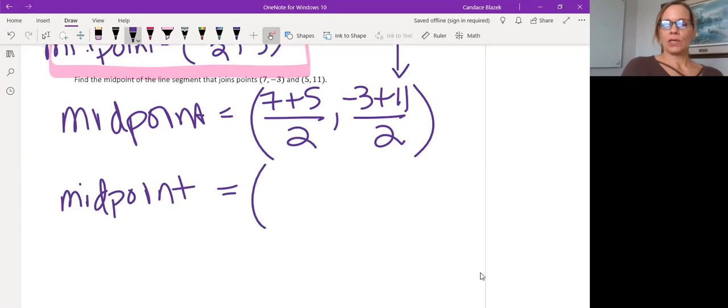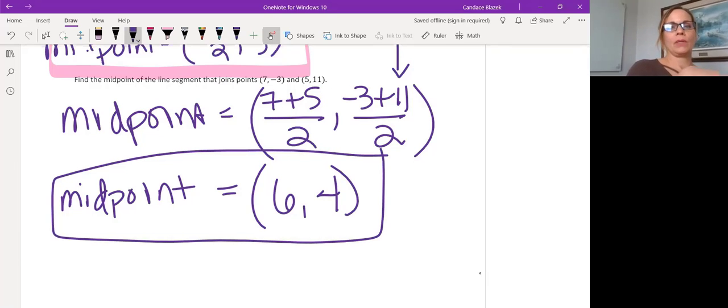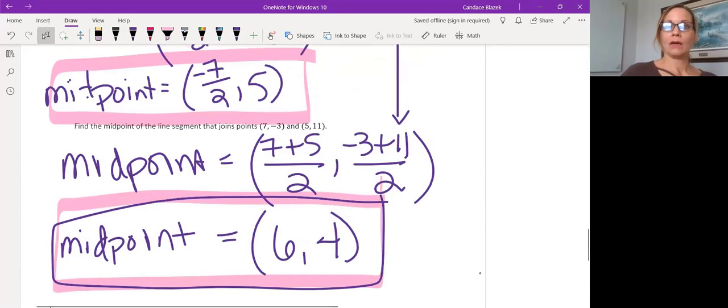So the first, our x coordinate, is 7 plus 5 is 12, divided by 2 is 6. And the second coordinate, -3 plus 11 divided by 2, well, -3 plus 11 is 8, divided by 2 is 4. And that would be our midpoint. I believe that's the end of our time together.